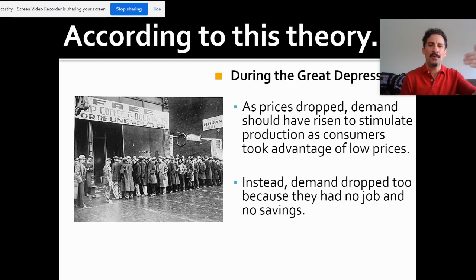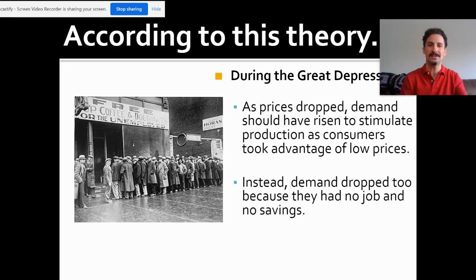The problem was prices dropped during the Great Depression. So demand should have risen during that time because things were so cheap to buy. But consumers couldn't take advantage of those low prices because, well, because consumers didn't have a job during this time. So they couldn't make money to buy those lower priced goods. So demand also dropped, no jobs, no savings. And then the economy just kept getting worse and worse and worse.